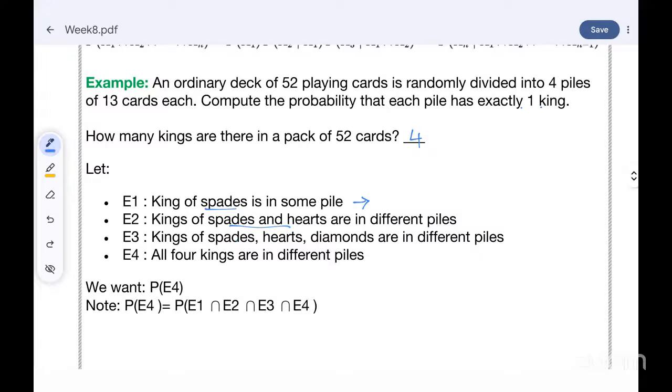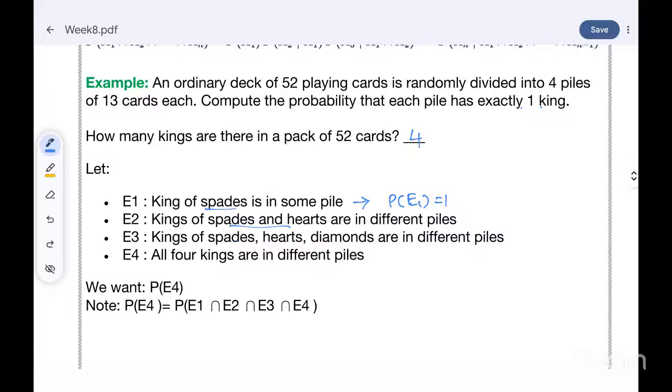So there is no uncertainty. So what should be the probability in that case? If you are sure that the event will happen, 1. If you are sure that the event will happen, you know that the probability is 1. Right? Okay. So if probability of E1 is 1, the next thing is understanding probability of E2. Now what is E2? So E2 is the kings of spades and hearts now are in different piles. So what does that mean?